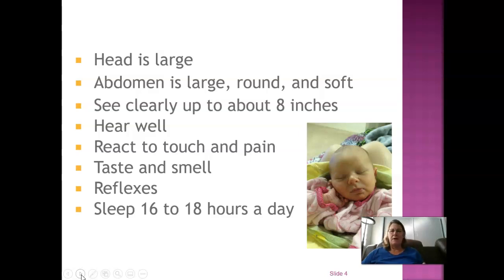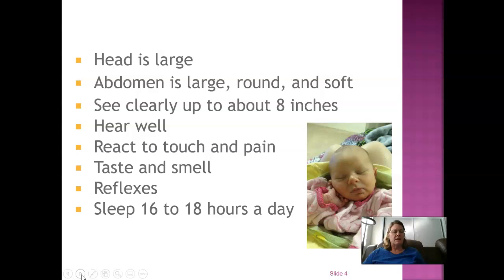and if they pitch forward and their head falls in, they can't always get themselves back out. Their abdomen is generally large, round, and soft, and they can usually see fairly well up to 8 inches, and they can hear well. They react to touch and pain, and they have a good sense of taste and smell. Now, usually kids sleep around 16 to 18 hours a day, but unfortunately not always when you want it to be.